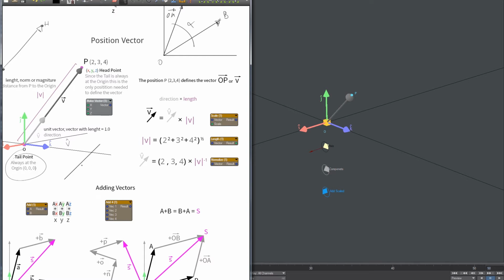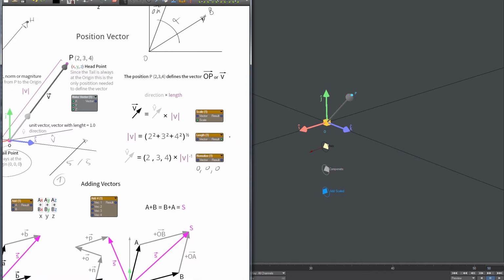So basically, I have something with length 5. If I divide the coordinates of the head point by 5, I'm going to get something that has length 1. But we're not going to do that. We can just use this node called normalize that will output any vector into a unit vector. Of course, there's an exception, and that exception is 0, 0. So 0 length vectors cannot be normalized, and their length is going to be 0.